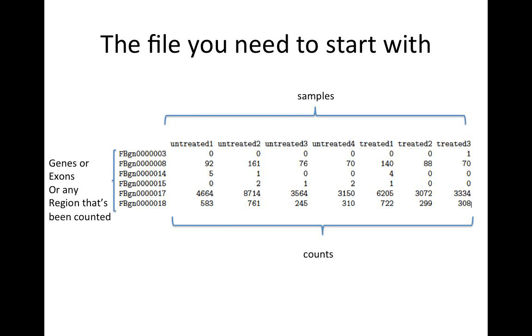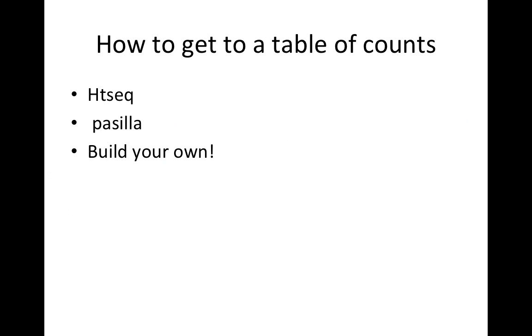Okay, so DESeq and many of these other programs start with this file. Basically, it has a list of genes or exons or any region that has a count of reads. It's got all your samples, and then it's got a tab delimited file with the number of counts for each sample at that, say, gene. Now, this is the information that DESeq uses. There's a couple of ways to get that information.